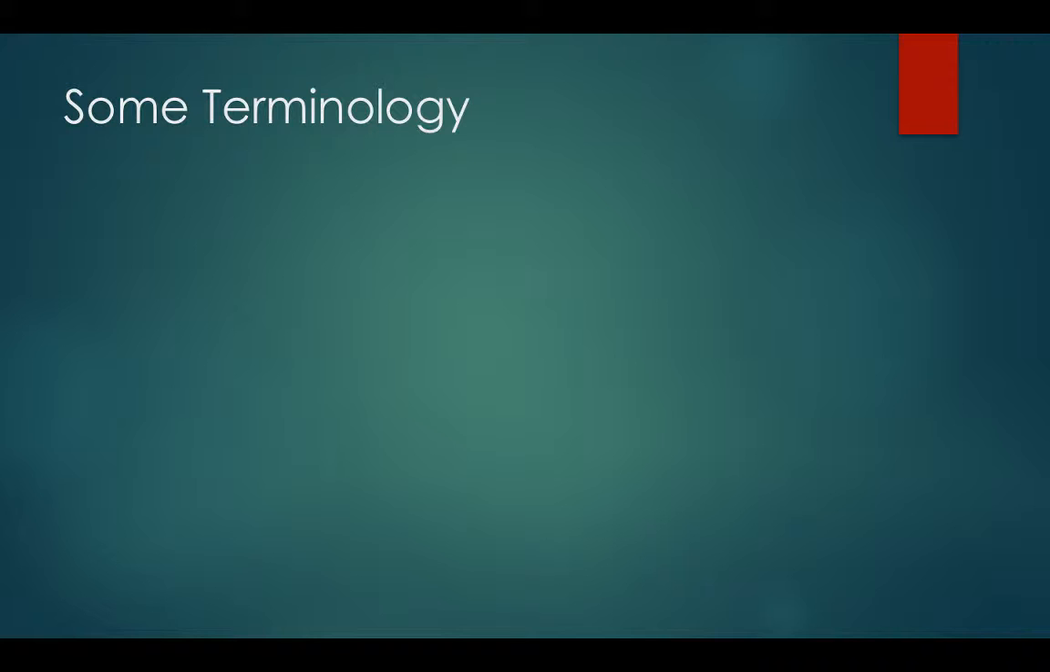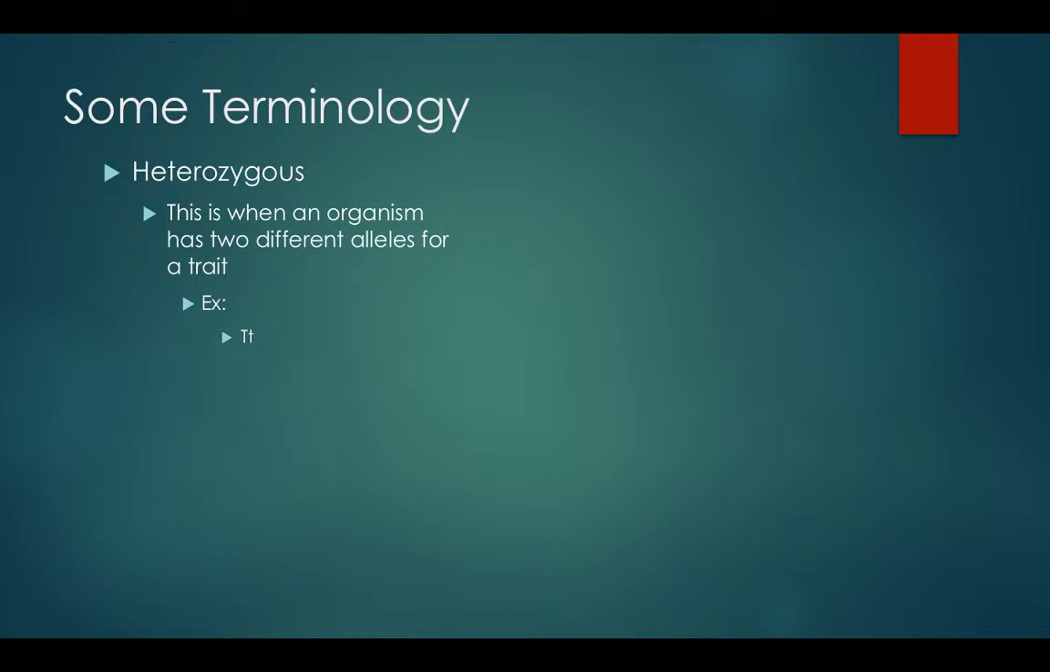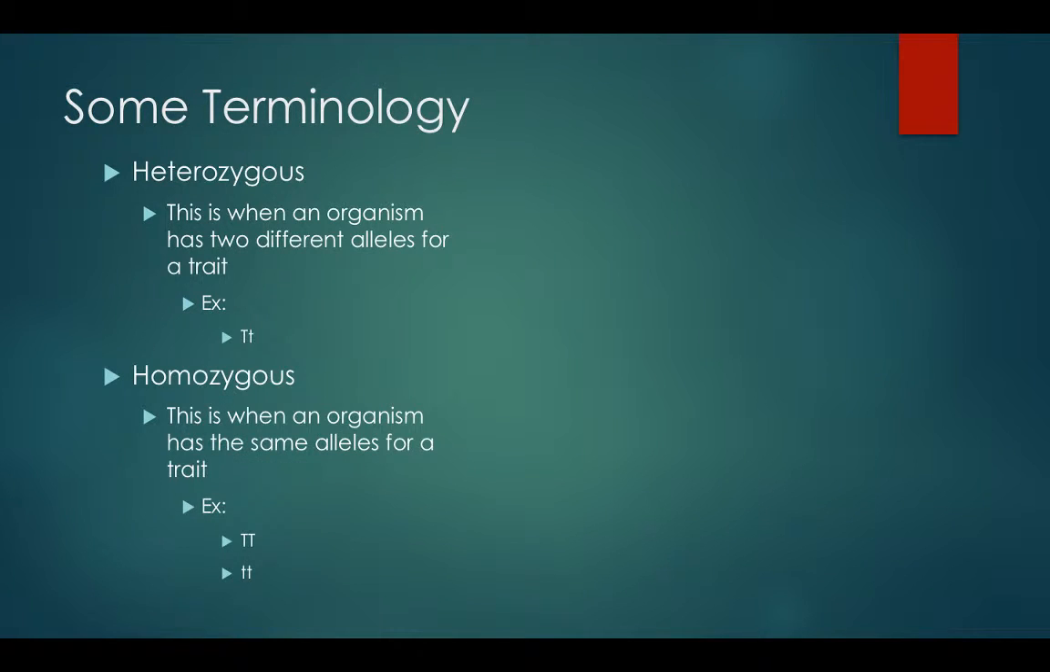So in order to actually get into this though, we have to have some key terms. There are 4 words here you have to know in order to understand what's going on. The first one is called heterozygous. Heterozygous just means that an organism has 2 different alleles for a trait. So in this case, they're going to have big T, little t. That would be heterozygous. The other word would be homozygous. This is when an organism has the same alleles for a trait. So an example here would be big T, big T, or little t, little t.